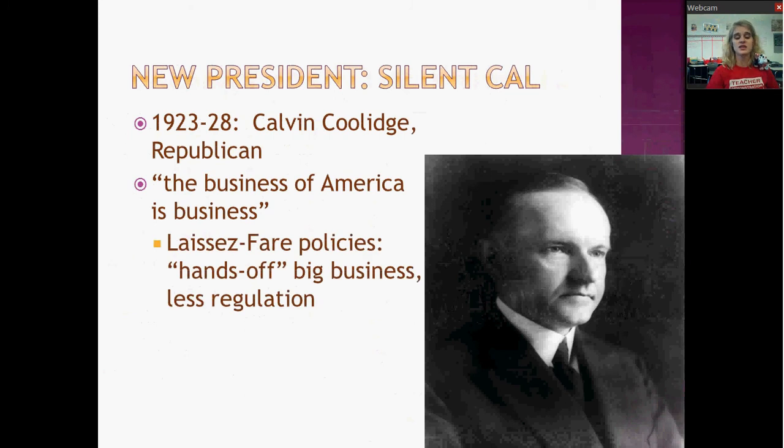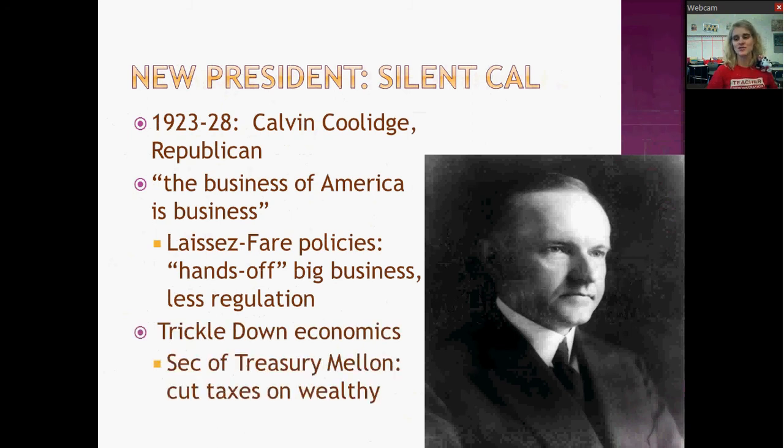And what he believed is a laissez-faire kind of policy towards business. This means hands-off, very little regulation of big business, letting them kind of run for themselves, do their own thing. He also believes in something called trickle-down economics. This is something that his Secretary of the Treasury, a guy named Mellon, came up with. And so the idea behind trickle-down economics is that you cut taxes on the wealthy people in the country. And supposedly what will happen is if you cut taxes on the wealthy, they have more money to spend. And wealthy people are going to spend their money, right? And so as they spend money, it trickles down, right? So imagine a waterfall trickling down, right?